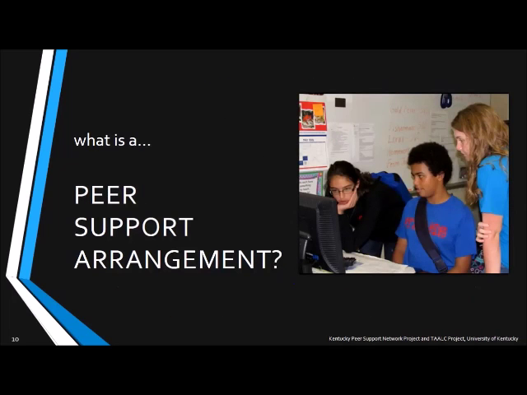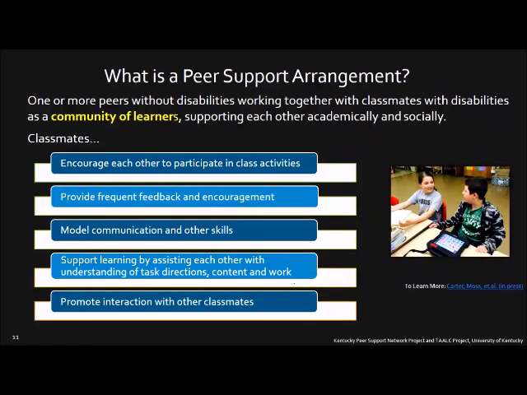So what is a peer support arrangement? It's one or more peers without a disability working together with their classmates with a disability as a community of learners. And what makes this different from, say, peer tutors is that these kids are in there together to learn the same content. They're members of the class. Nobody is assigned as the person to help this person. We're a group helping each other and supporting each other.